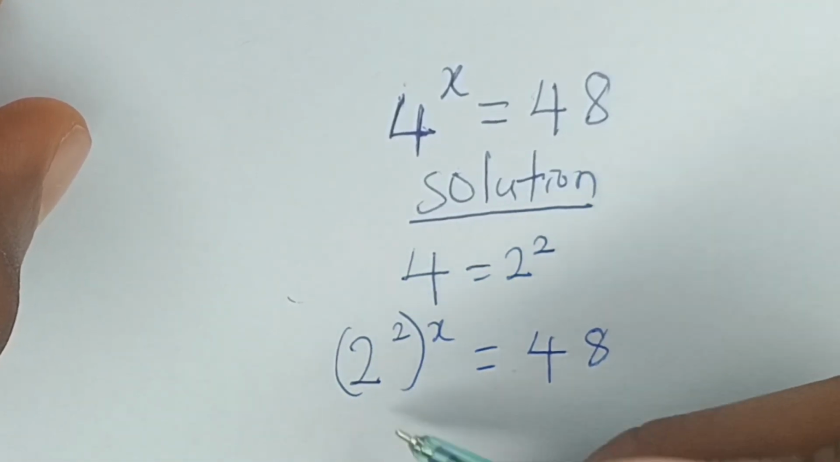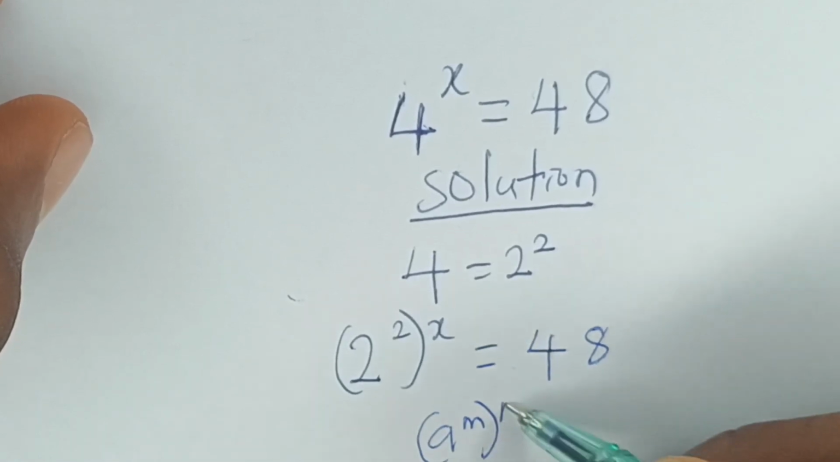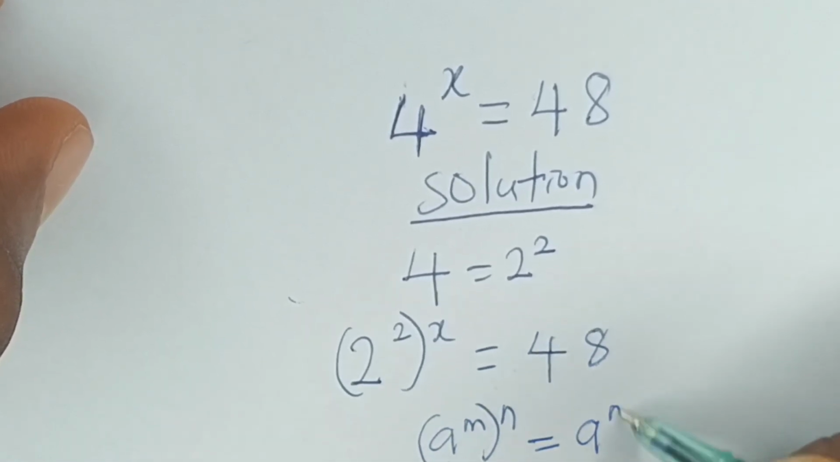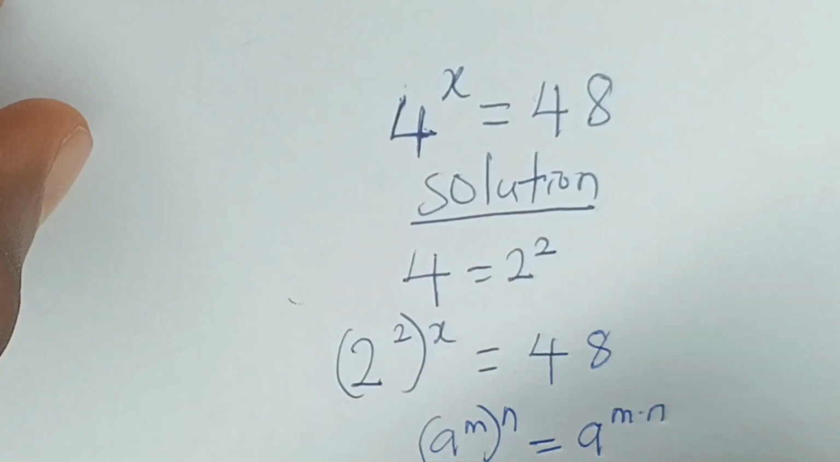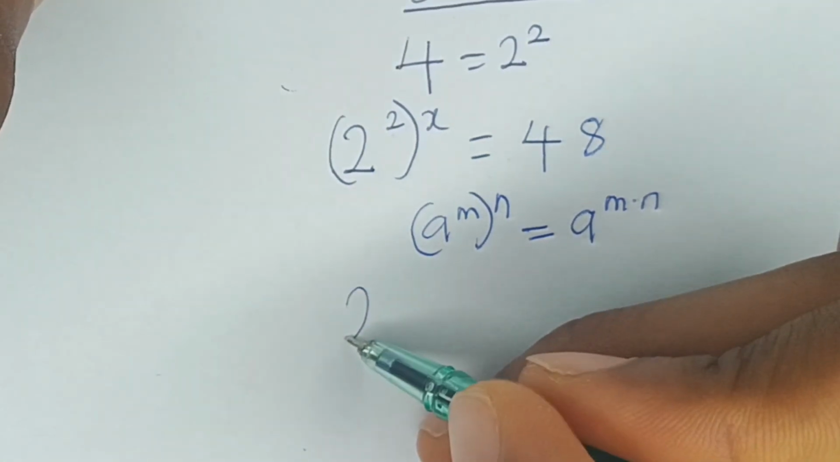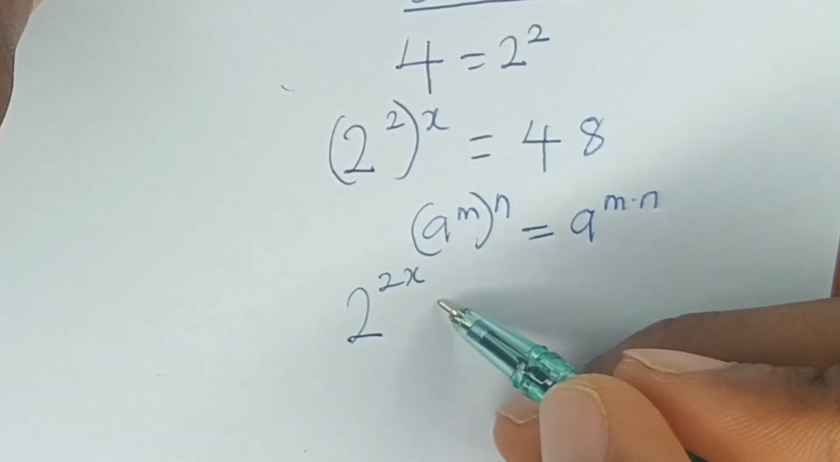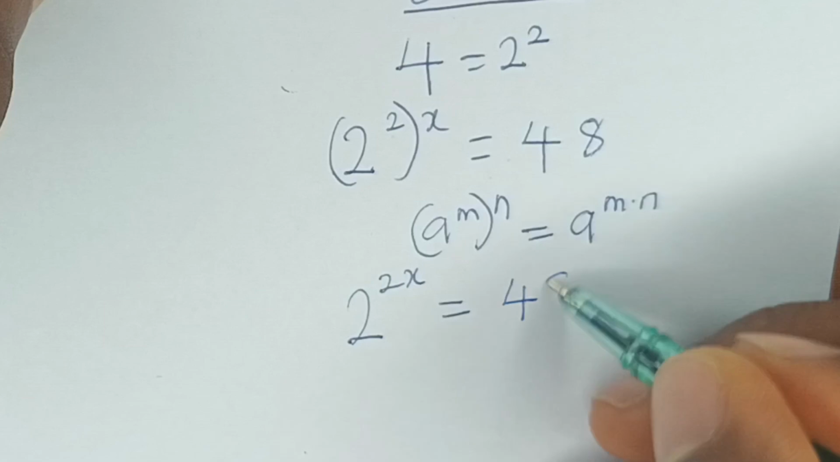Now, from the law of indices, if you have a raised to power m, raised to power n, it becomes equal to a raised to power m multiplied by n. Hence, 2 raised to power 2, raised to power x, becomes equal to 2 raised to power 2 times x, which is 2x. Okay, and this is equal to 48.